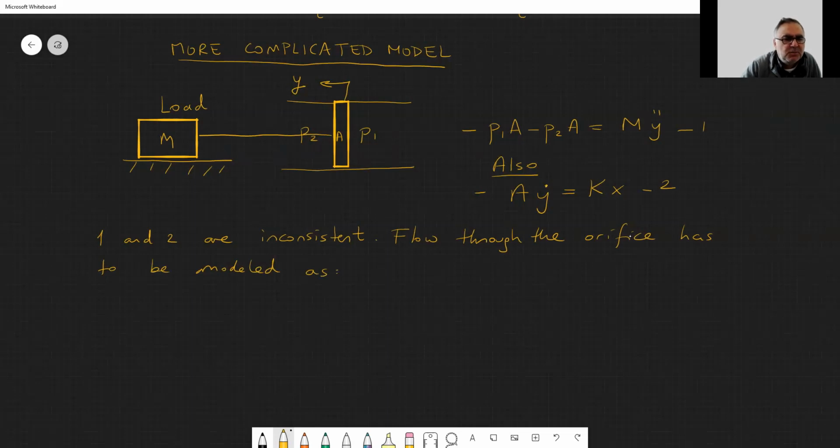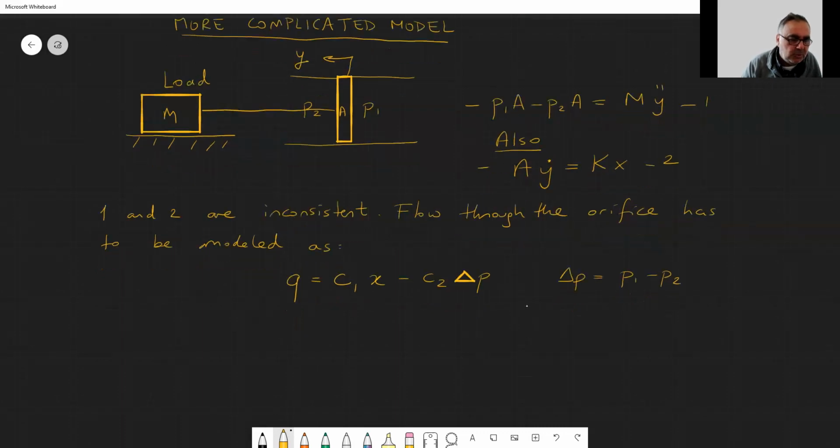The thing is, there is no reason why P1 and P2 should be different in this above model, because we didn't consider the pressure drops across the orifices. So Q, the flow coming in, should be some constant times X minus another constant times the delta P. Now delta P being P1 minus P2, the pressure difference between the two faces of the piston rather.